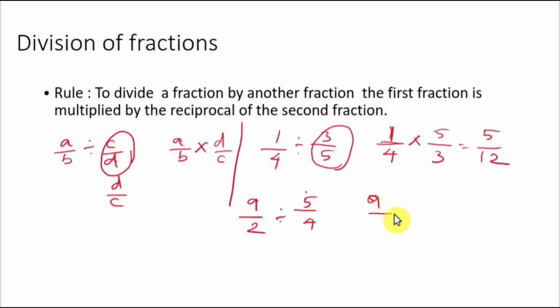Just write the first fraction 9 by 2, multiplied by the second fraction, for which we have to take the reciprocal. What is the reciprocal of 5 by 4? It's 4 by 5. 1 time, 2 times 18 by 5.